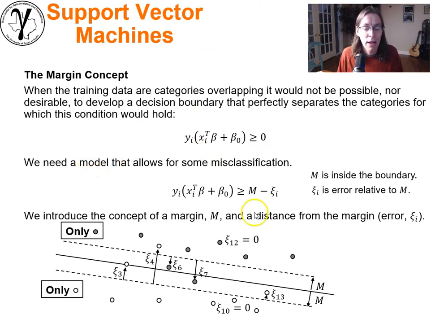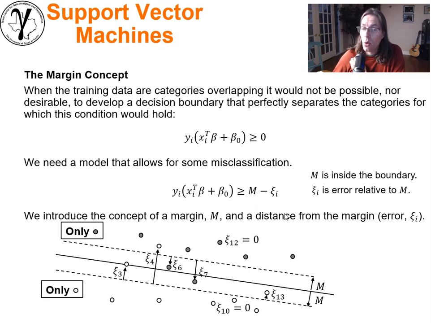So this model is now updated to look like this, where M is this distance right here from the boundary to the margin. 2 times M is going to be the total width of the margin, and it'll be centered on the decision boundary. Now we can introduce the concept of error relative to the margin.